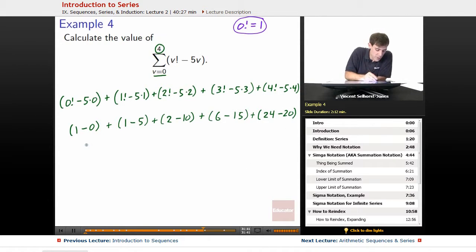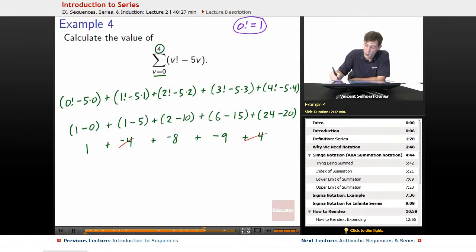We work this out, so we've got 1 here plus -4 plus -8 plus -9 plus +4. We see that we've got a +4 here and a -4 here. They cancel out. 1 plus -9 gets us -8, so we've got -8 and -8, or -16 once we simplify the whole thing out. Great.